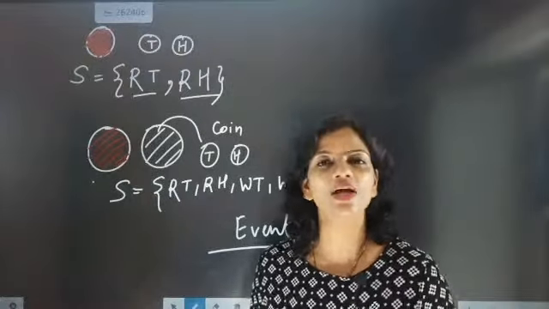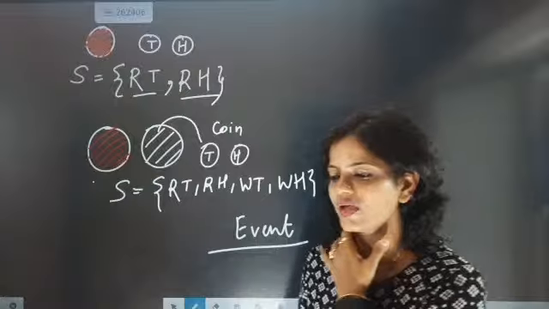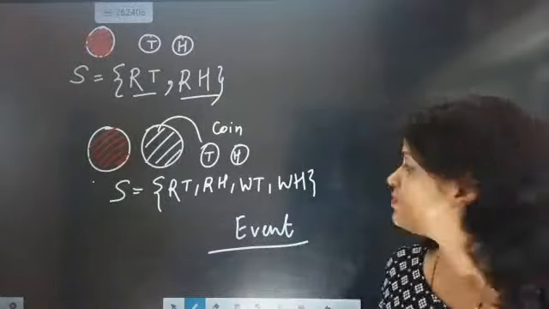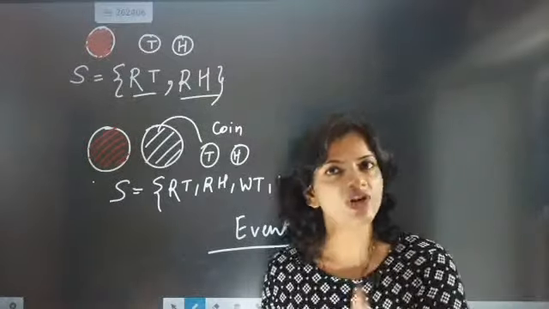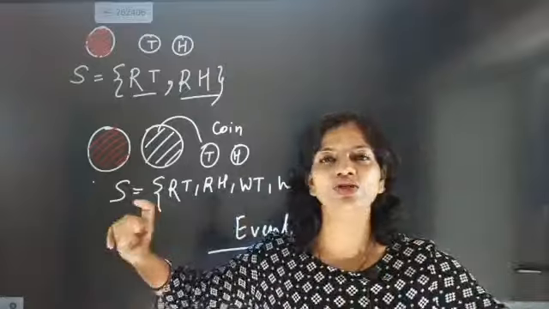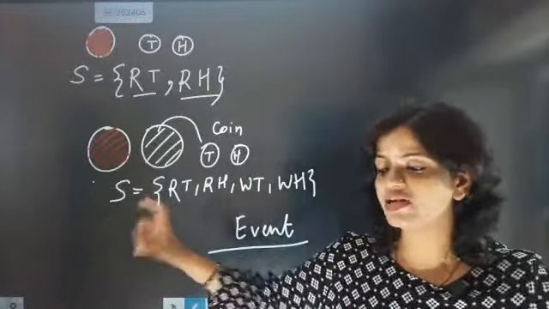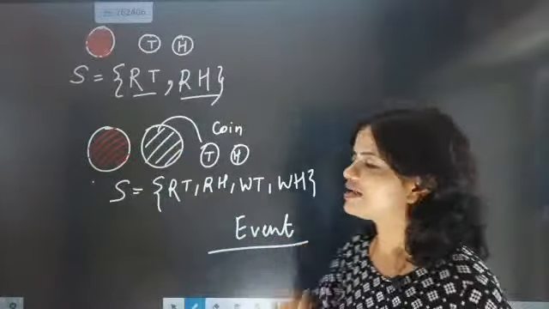If somebody asks you what exactly an event is, your answer will be that an event is nothing but an outcome, but that event must be from the sample space. This is a very important point. The event should come from the sample space, because the sample space is a collection of all the events. The collection of all the events is exactly the sample space.